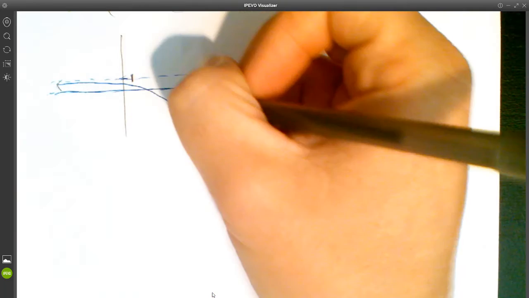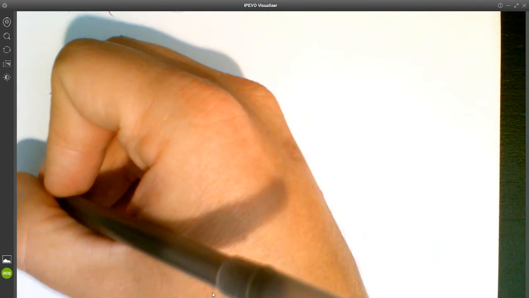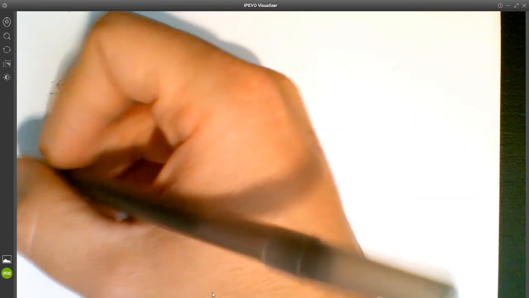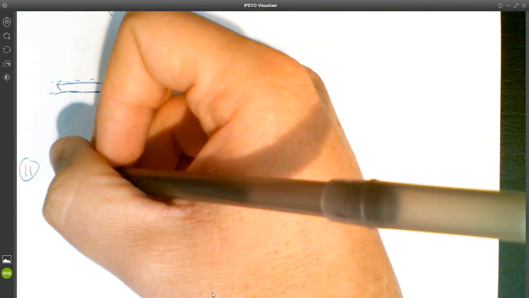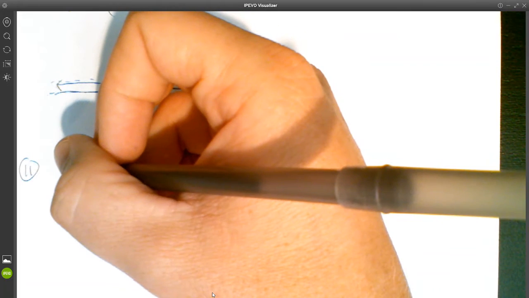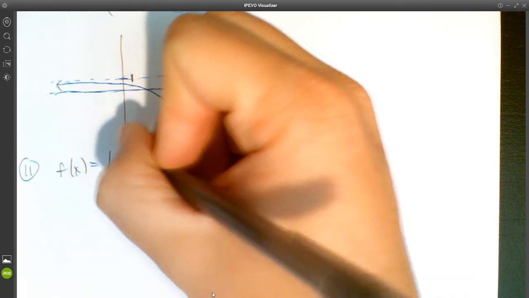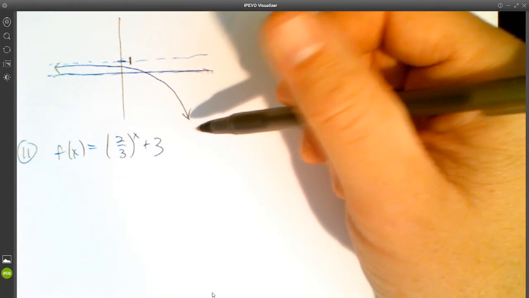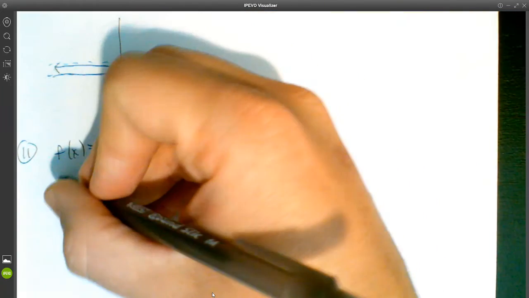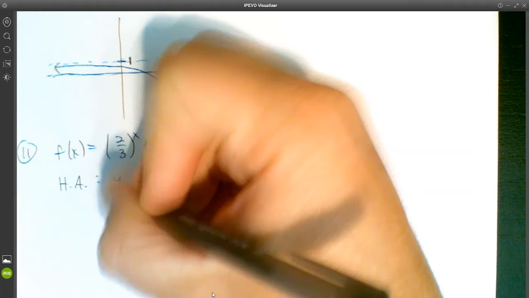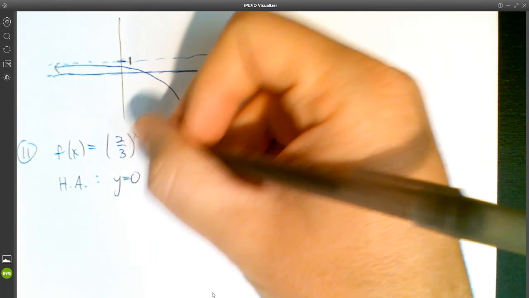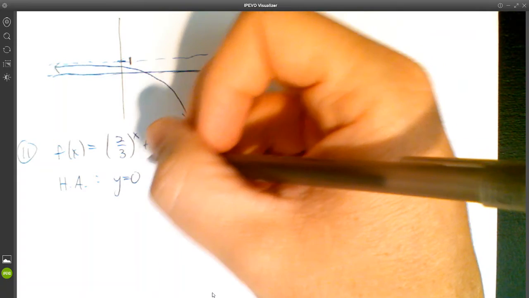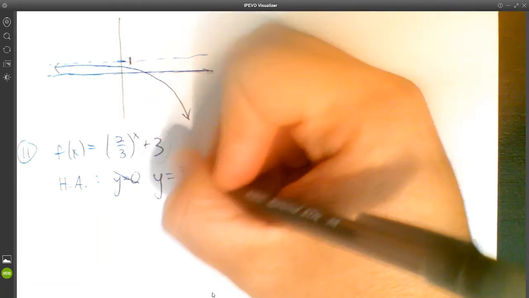And then another question was just to do a graphing problem in more detail. So this was a quick sketch, but if we wanted to graph something in detail, like number 11 from 3.1, the function is f of x equals (2/3) to the x power plus 3. To graph these functions, just remember they have a horizontal asymptote at y equals 0, usually, but this one's been shifted up 3. So really our horizontal asymptote is going to be at 3.